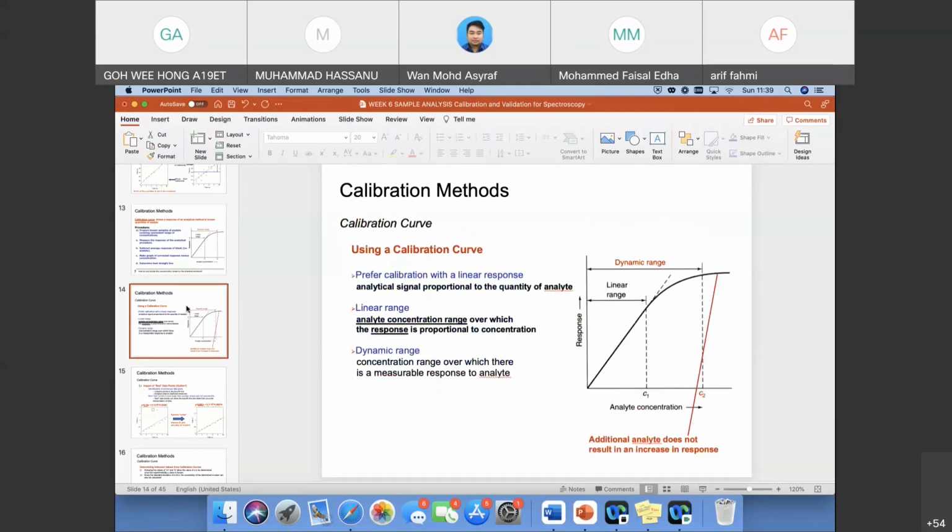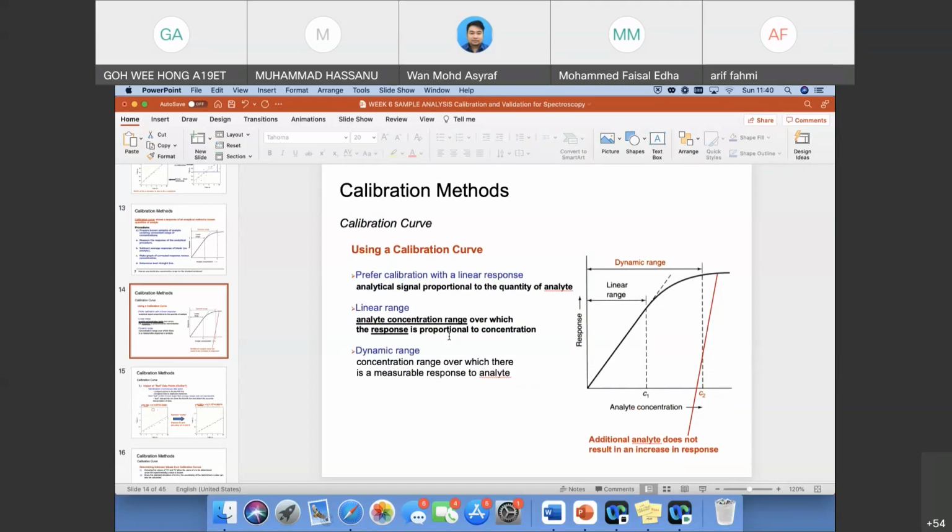In a calibration curve, we prefer a linear response. So how do you measure linearity? By R square. The analytical signal is proportional to the quantity of analyte. So when it is linear, we can say the signal is proportional to the quantity of the analyte present inside the calibration solution that you have created before. Linear range is the analyte concentration range over which the response is proportional to the concentration. That's what I've mentioned before.